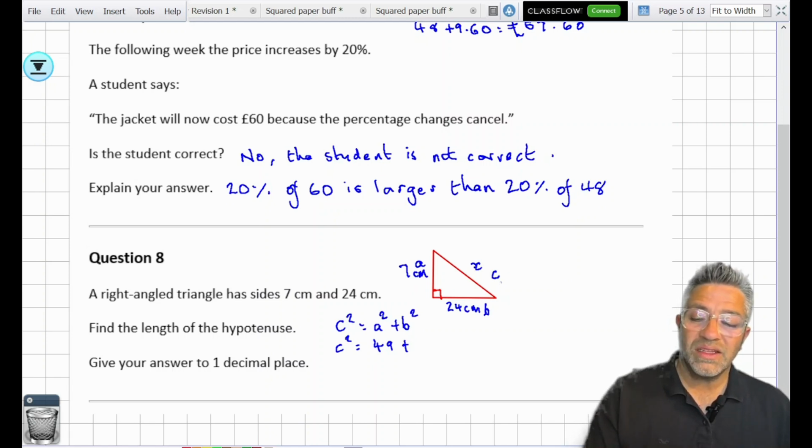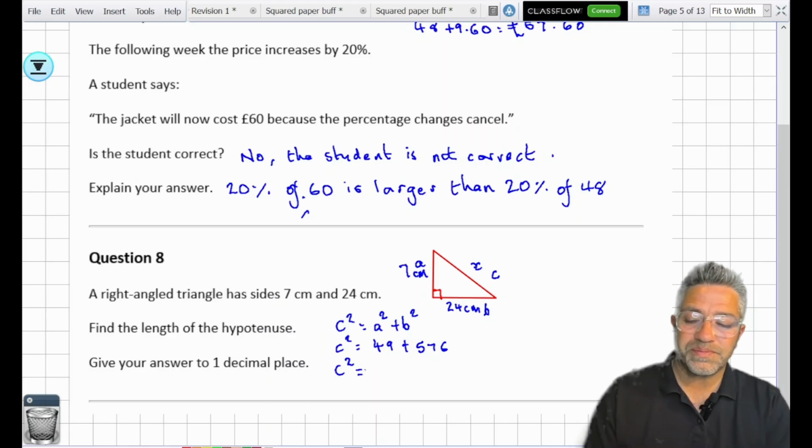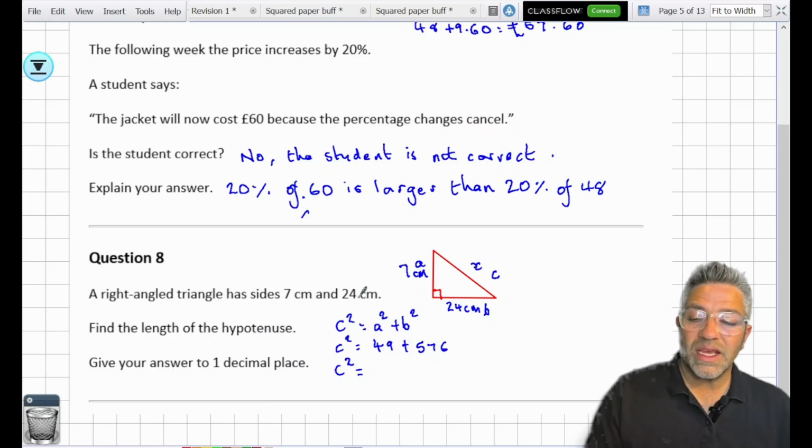24 squared. Take every opportunity you can to make sure that you can use your calculator properly. More likely than not, this would be on a calculator paper. They all work slightly differently. Don't get any bonus marks for doing things in your head. 576. We add the 49. We get 625.